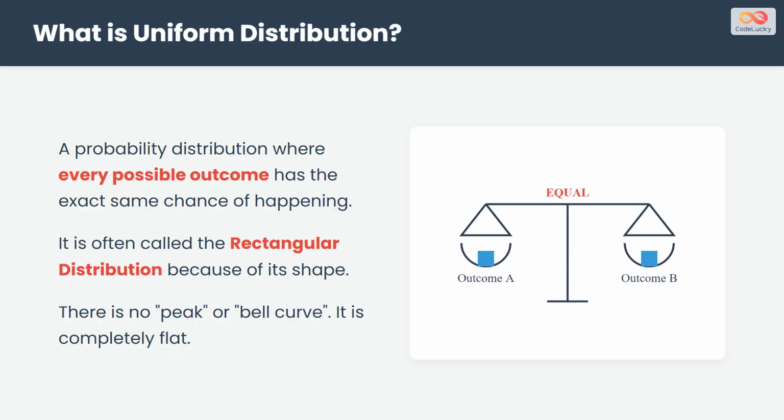So, what exactly is a uniform distribution? Imagine a situation where fairness is absolute. It is a probability distribution where every single possible outcome has the exact same chance of happening. Because the probability stays the same across all values, the graph looks like a flat line or a rectangle. That is why it is often called the rectangular distribution. There are no peaks, no bell curves, just a flat, even field.